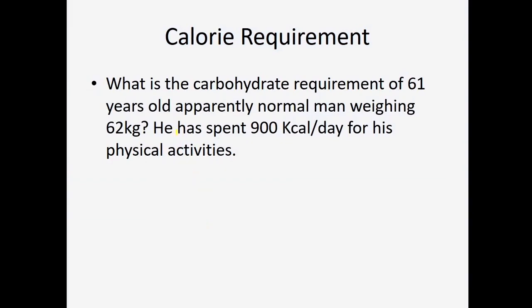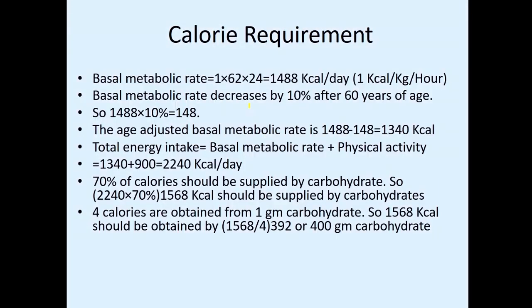Now the calorie requirement is the last epidemiological exercise. What is the carbohydrate requirement of a 61-year-old, apparently normal man weighing 62 kg? He has spent 900 kilocalories on his physical activities. So we need to calculate the basal metabolic rate for 62 kg. Every hour there will be a loss of 1 kilocalorie, so 1 kilocalorie per kilogram per hour will yield 1488.